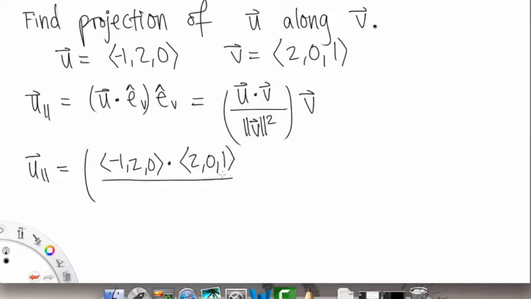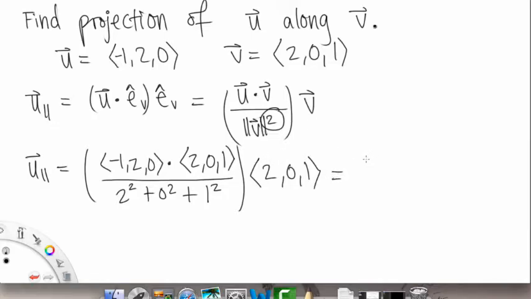And then on the bottom we have the magnitude of v squared, so we're just going to square the components of v. We're going to square 2, square the 0, and square the 1. We don't need the square root sign because the square cancels that out. And then we just have to write 2, 0, 1 on the end for our v vector.